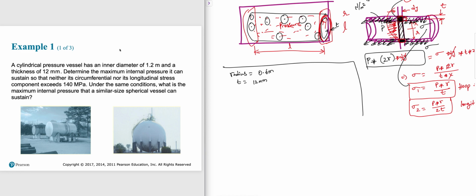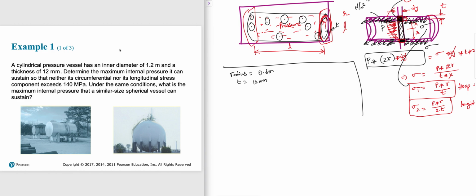So if you divide radius 0.6 meter over, I'm taking my calculator, 0.6 divided by 0.012, I got 50. Radius over thickness should be 10. So radius is 10 times thickness. So in the given situation, radius is 50 times thickness. So definitely it's a thin wall pressure vessel.